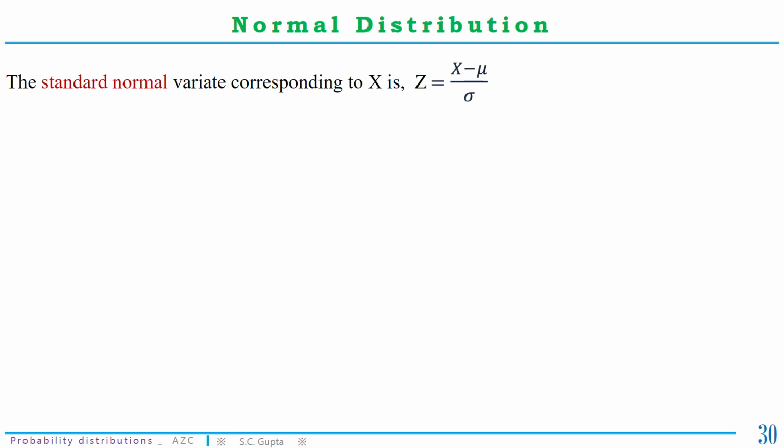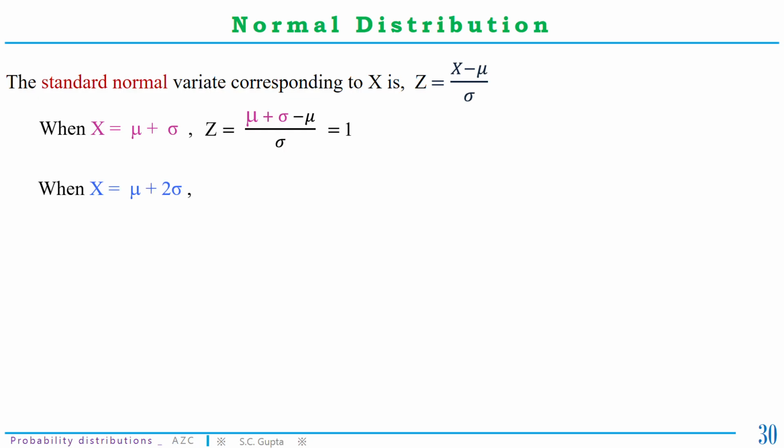The standard normal variate corresponding to x is z, equal to x minus mu upon standard deviation. Let's find the value of z when the x value moves from the center to 1 standard deviation on the positive side. Put x as mu plus standard deviation in the equation of z and find the z value. The z value for x as mu plus standard deviation is 1.